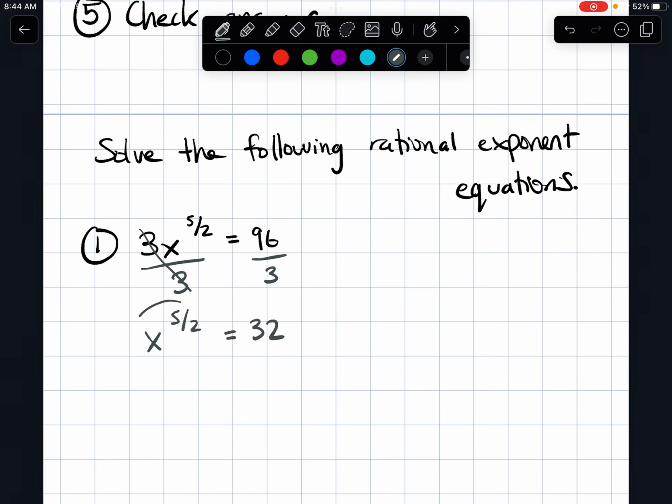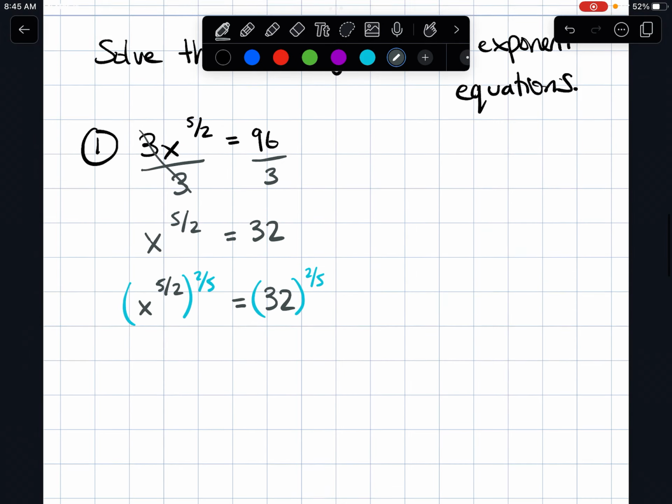Now again, to undo this 5/2 power, I need to raise both sides to the reciprocal power. So I'm going to take x to the 5/2 power, and I'm going to raise it to the 2/5 power. Now, if I raise the left side to the 2/5 power, then I also have to raise the right side to the 2/5 power. Okay, you have to keep it balanced. Whatever you do on one side, you must do to the other side as well.